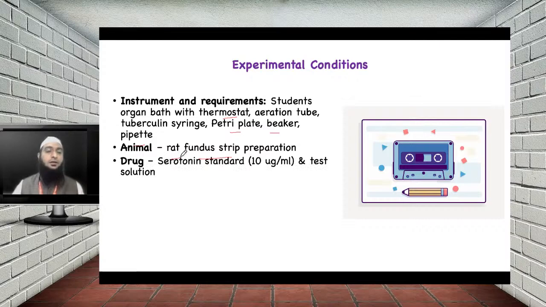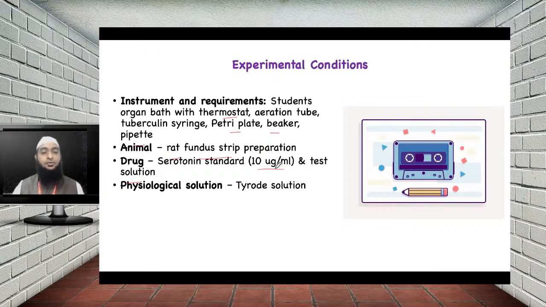Third thing is the drug. We are using the standard serotonin solution, which has a concentration of 10 microgram per ml, and the test solution for which we are going to determine the unknown concentration. So we are using two types of serotonin solution. One is the standard, whose concentration is known to you, that is 10 microgram per ml, and the test solution, whose concentration is not known to you and you are going to determine it by using 3-point bioassay.